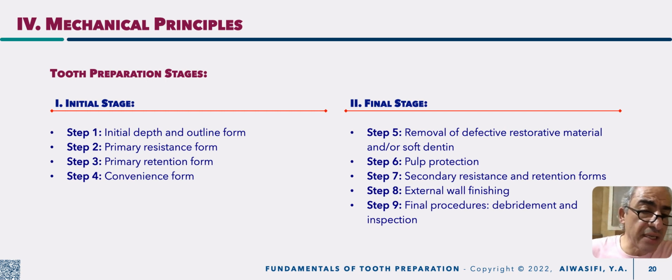Step number 1 is the initial steps and outline. Step number 2, primary resistance. Step number 3, primary retention. Step number 4, convenience form. Then comes the final stage, step number 5, removal of defective restoration.